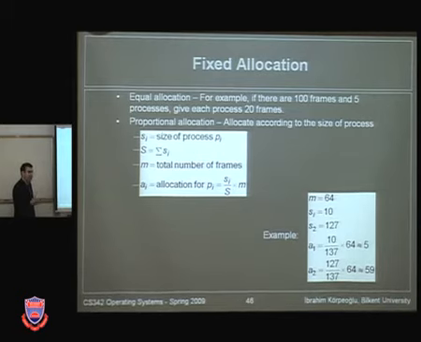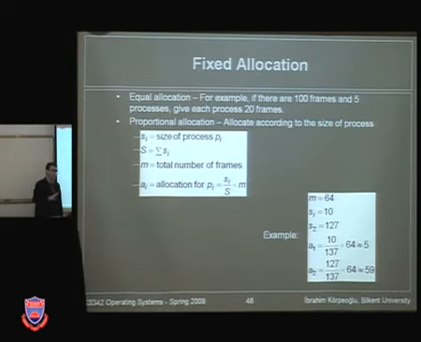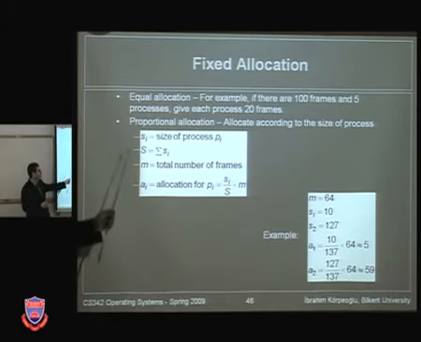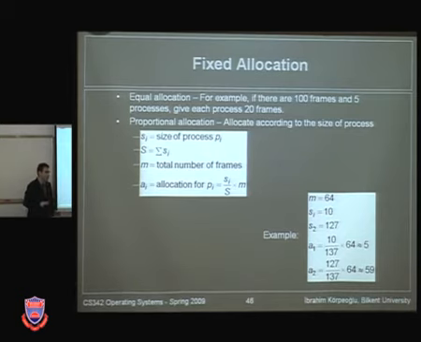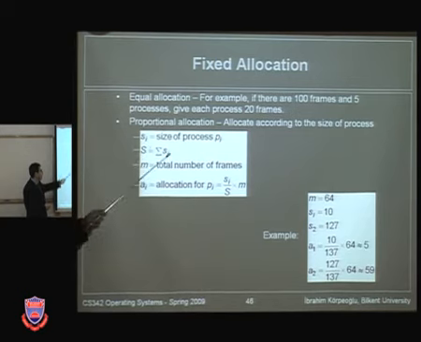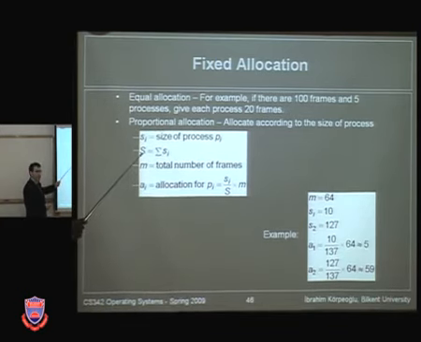But the problem with that is that some processes may be small, some processes may be large, and this is not very fair for those large processes, right? All processes will get the same number of frames. This is not fair. So then you can apply a proportional allocation scheme, where you allocate the number of frames to the processes depending on the size of the processes. If, for example, the size of a process Pi is denoted with Si, then the sum of sizes of all processes is S.